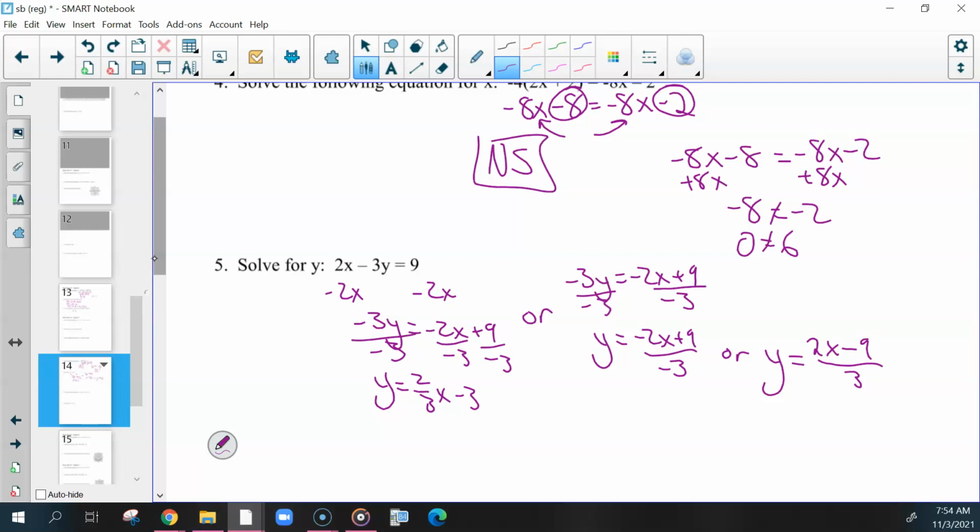If you divided the entire thing, you could have left it like this, -2x plus 9 all over -3. Or if you distributed the negative throughout it, 2x minus 9 all over 3. If you separate that fraction out, it becomes what we had originally. Questions on either of those?